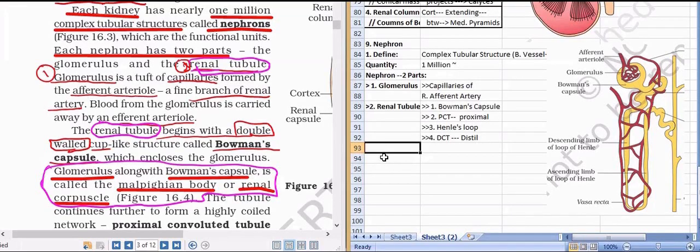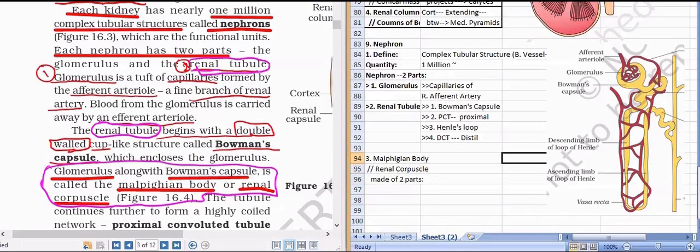Okay, next topic. Third point, you can write this third. Malpighian bodies are also called renal corpuscles. It is made up of two parts. What are those?